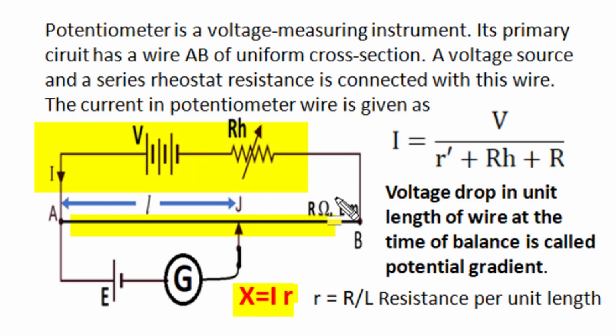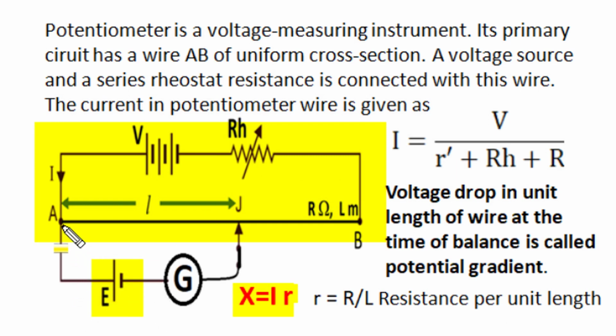When this potentiometer is measuring a secondary voltage, then the unknown voltage and wire length voltage are balanced, and when the two are equal and opposite in this local loop, there is no current circulation in this local loop, and the galvanometer shows that by zero center null deflection position. At the time of balance, the voltage drop in unit length of AB wire is called potential gradient, and it is the product of primary circuit current, denoted by this yellow highlighted relation, and per unit length resistance of AB wire.